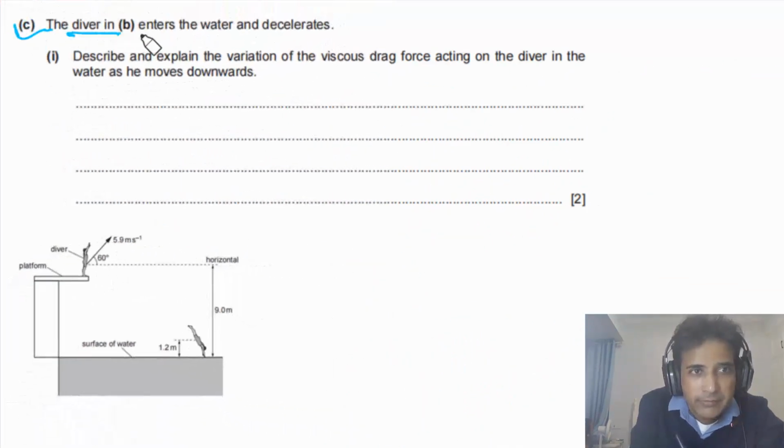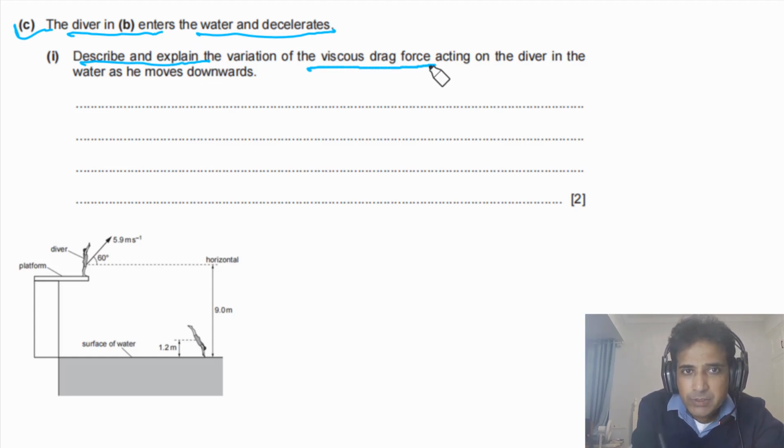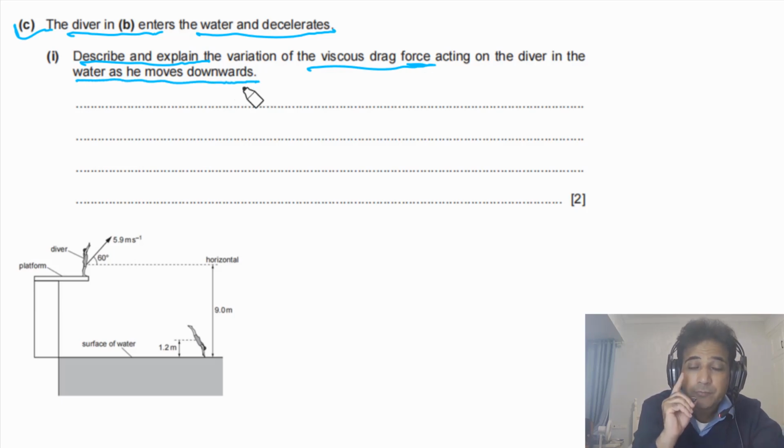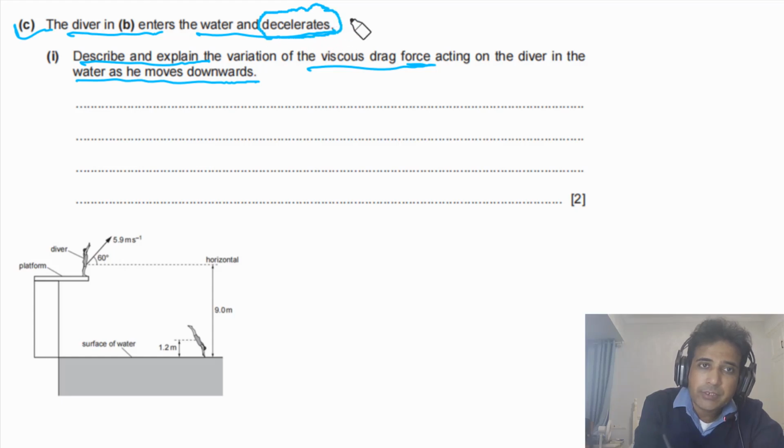Part C says the diver in B enters the water and decelerates. Describe and explain the variation of the viscous drag force acting on the diver in the water as he moves downwards. In the question, the first thing you need to understand, it is given to you, it decelerates, meaning the speed decreases. So simply we can say speed goes down.